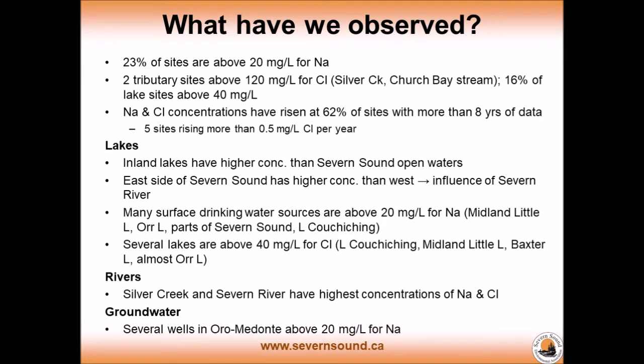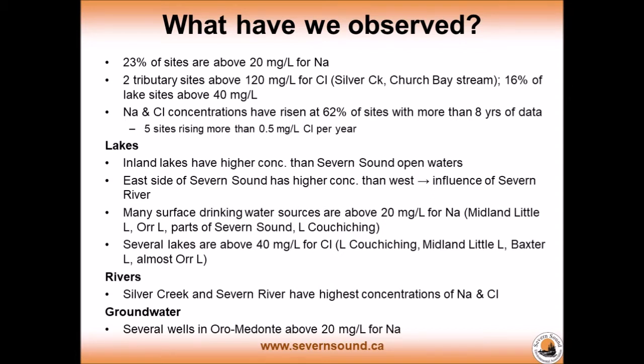Looking at the 3 different types of sites, just making some general observations, we notice that inland lakes have higher concentrations than the open waters of Severn Sound, which makes sense if you think about how Severn Sound is circulated more frequently. The east side of Severn Sound has higher concentrations than the west side, and this is attributed to the influence of the Severn River coming into the east side.